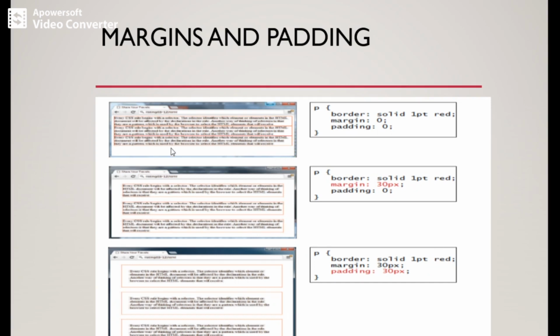In this example, I know that you cannot clearly see it, but look into this web page, how the content is appearing. And when you come to this web page, there is some difference. What is the difference? In the first web page, the border is solid 1 point, red. Margin is 0, even padding is 0. In the next one, they have given the margin 30 pixel. Px means pixel. Padding is still 0 only.